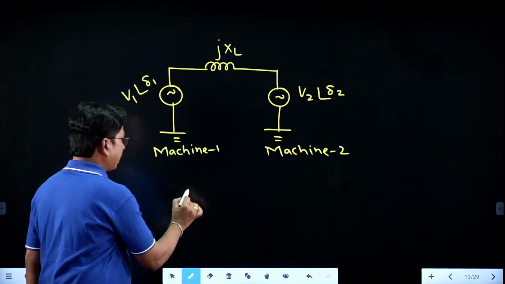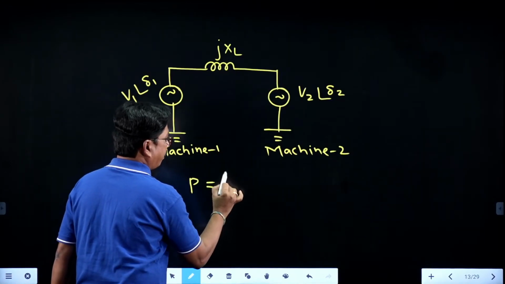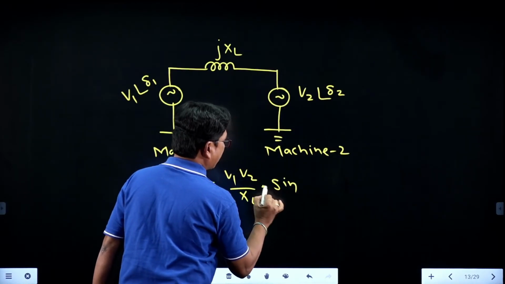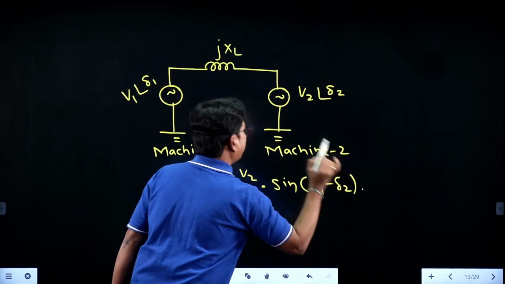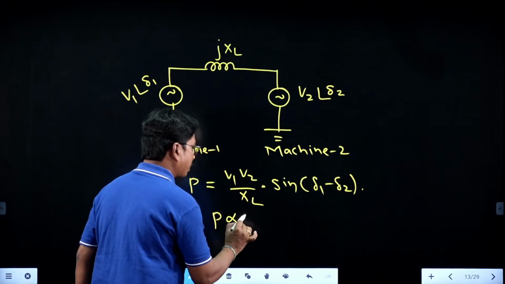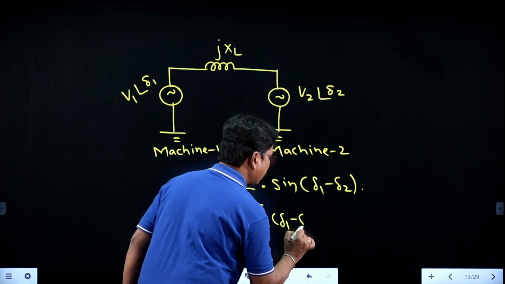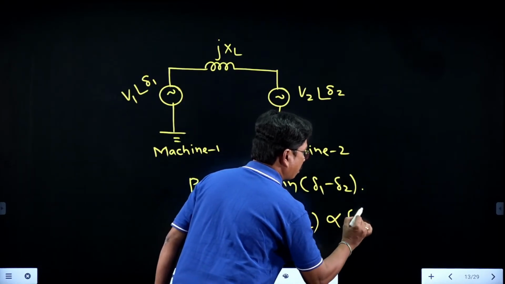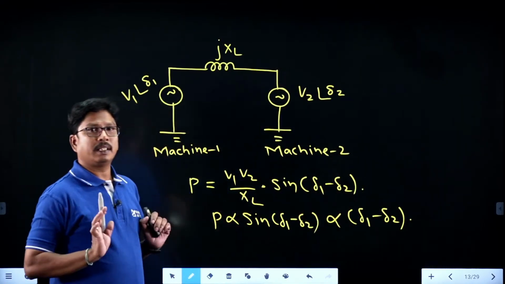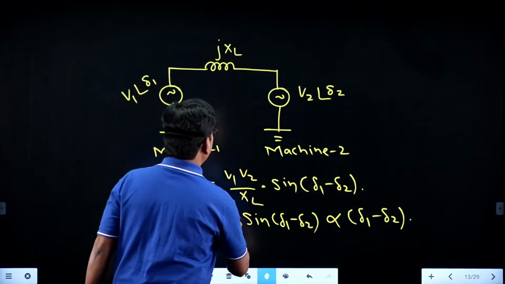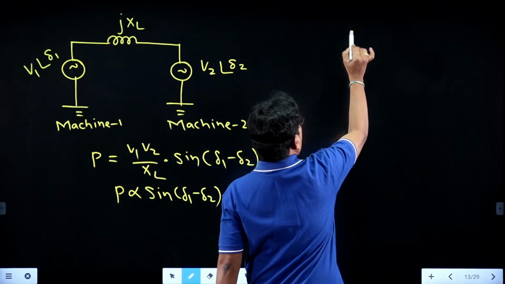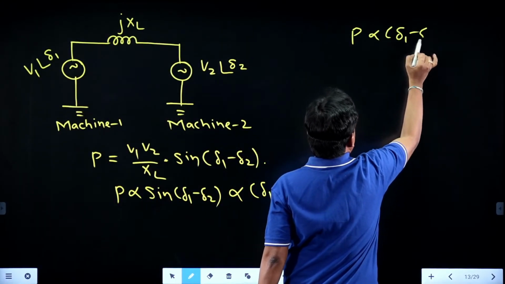So in this system, the active power is V1 V2 divided by XL into sine of delta 1 minus delta 2. From this equation, we can say that the active power is proportional to sine of delta 1 minus delta 2, which can be called proportional to delta 1 minus delta 2. The active power is always proportional to delta 1 minus delta 2. Therefore, in a reactive network, the active power P is proportional to delta 1 minus delta 2.